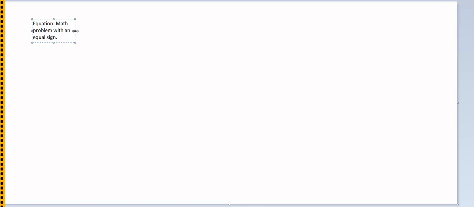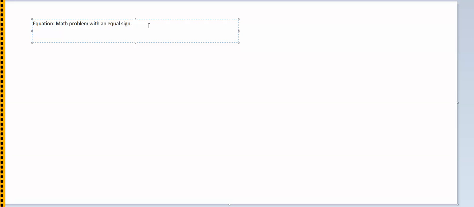This is kind of small. So with that, it's going to have variables, letters, numbers, everything in it, but it has an equal sign in it. When we talk about equations, we really have a whole different process than what we call an expression. So an expression is a math problem with no equal sign.